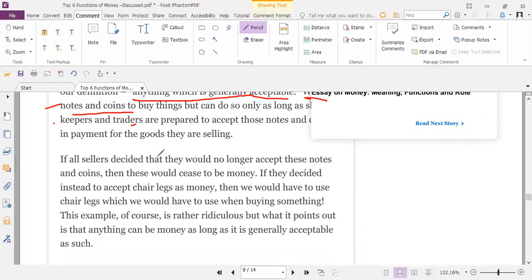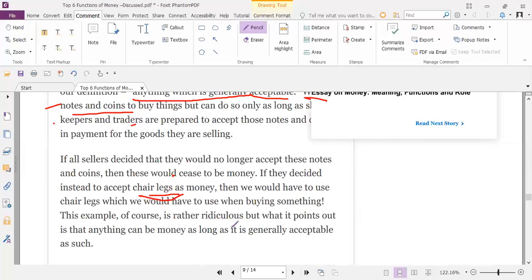If all sellers decided that they would no longer accept these notes and coins, then this would cease to be money, right? If they decided instead to accept their legs as money, then we would have to use our legs when buying something. This example, of course, is rather ridiculous. Payment in terms of my leg, share legs.